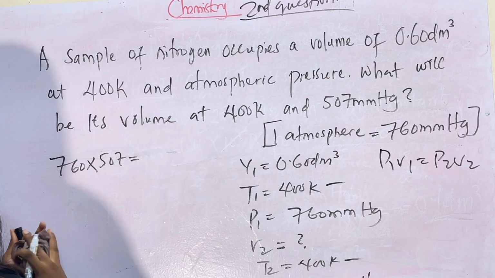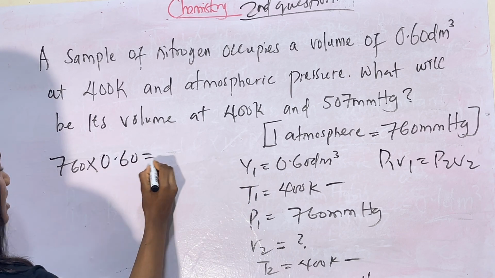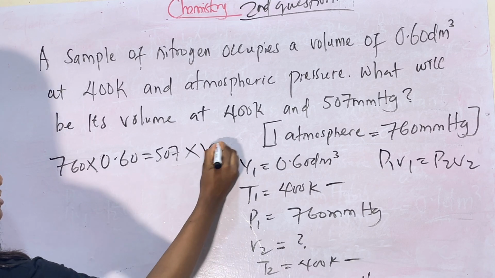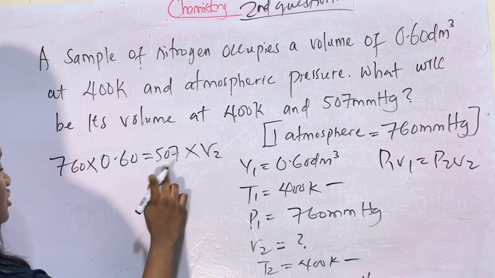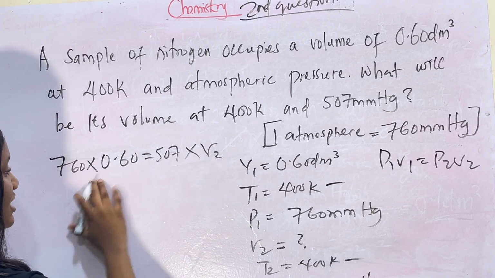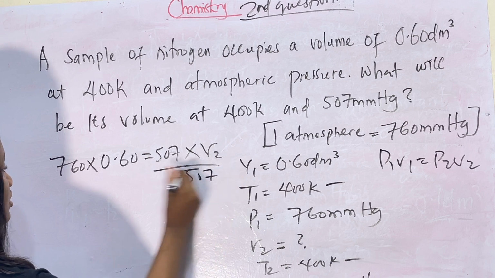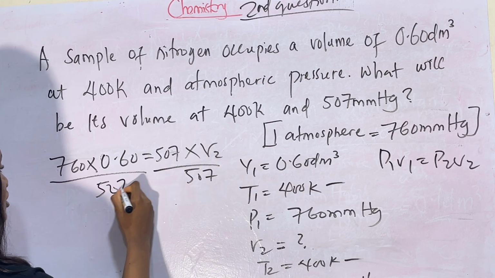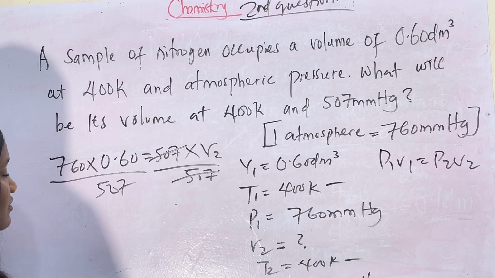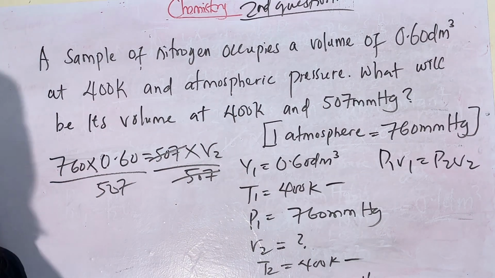P1 is 760, times V1, 0.60. My P2 is 507 times V2, what I'm looking for. So this is what is holding V2, right? And I said, whenever you're looking for an unknown, you divide both sides of the equation by whatever is holding that unknown. So I'm going to divide both sides of this equation by 507. So 507 is going to rule out 507. So what I have is 760 times 0.60 divided by 507.